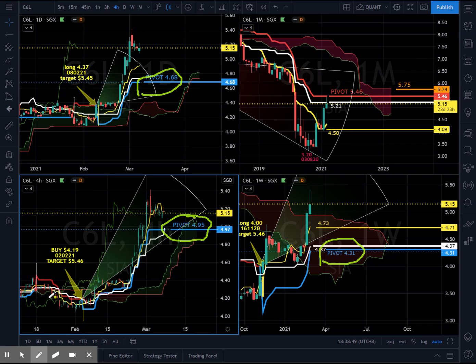All right. So for those who are holding this stock for a long period of time, I suggest you use $4.31 on the weekly chart to protect your investment. Otherwise, for those who managed to catch a swing of Singapore Airlines from $3 to $4, you can place your protection either at 4.68 or 4.95. All right. So bear in mind, based on your time horizon, place your stop losses as per required.